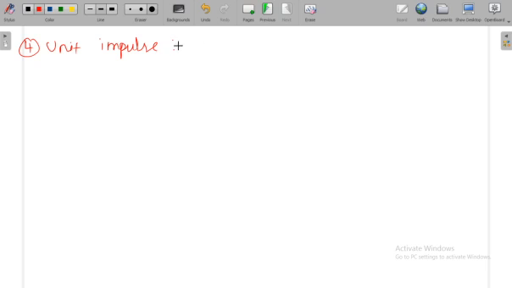Unit impulse signal. That notation is like this, del t. Then what is the meaning of this one? Del t value is equal to 1 at t is equal to 0, and 0 if t is other than 0. That means what?